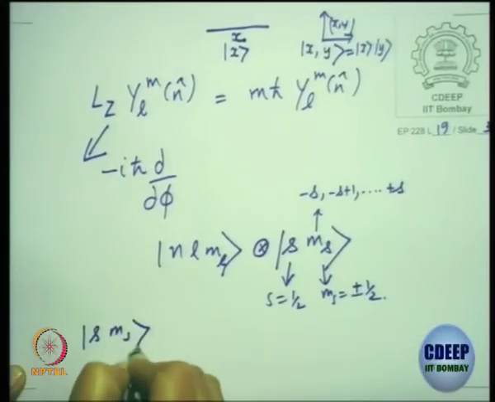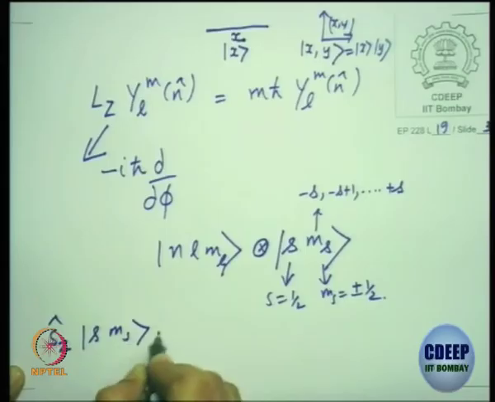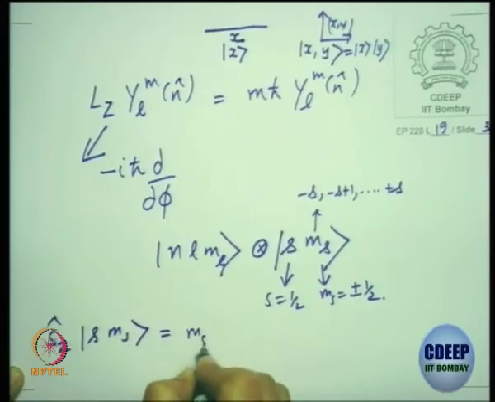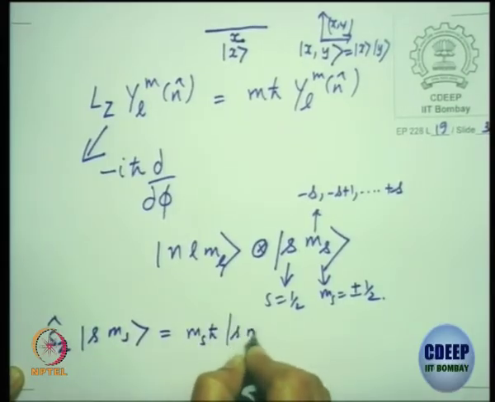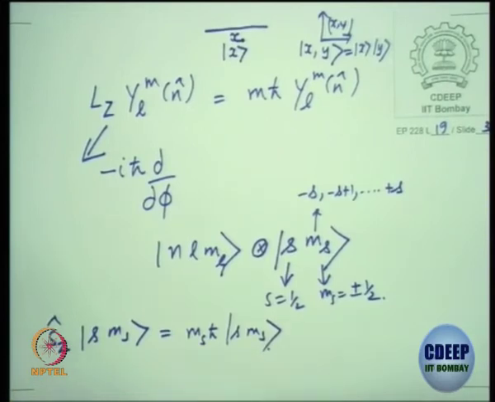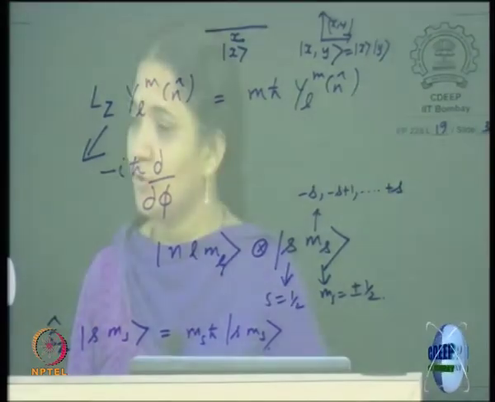Just like your orbital quantum number, the properties of the spin quantum number are exactly similar. In non-relativistic quantum mechanics, we are just saying that if you have an S and an MS, there is an SZ operator which will give me MS ħ times S, MS. Exactly like the orbital quantum number, I want my spin quantum number to behave.